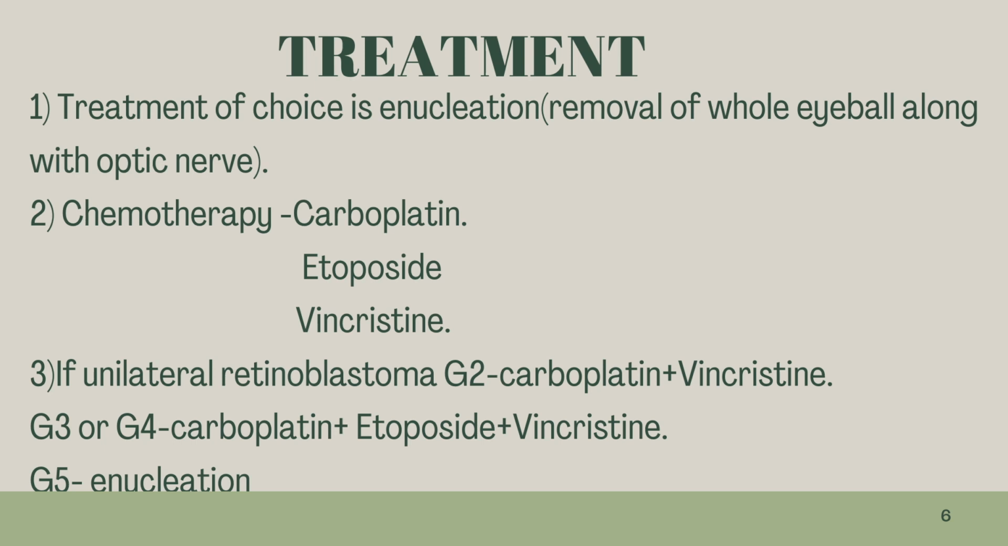Then next comes the treatment. What is the treatment of choice? Enucleation. You remove the entire eyeball along with optic nerve. You can also go for chemotherapy. Since it's a malignancy, you can give carboplatin, etoposide and vincristine. If it is unilateral retinoblastoma grade 2, then you will give carboplatin plus vincristine. If it is grade 3 or grade 4, you will give all the three drugs. And if it is grade 5, you have to go for enucleation. What is enucleation? Remove the entire eyeball along with optic nerve.